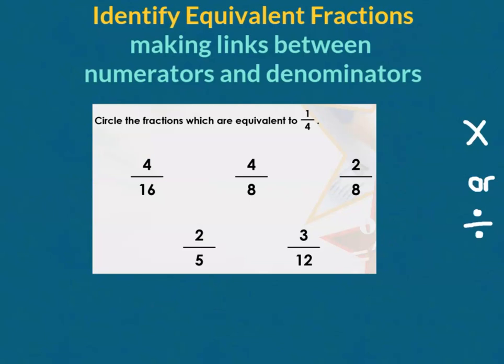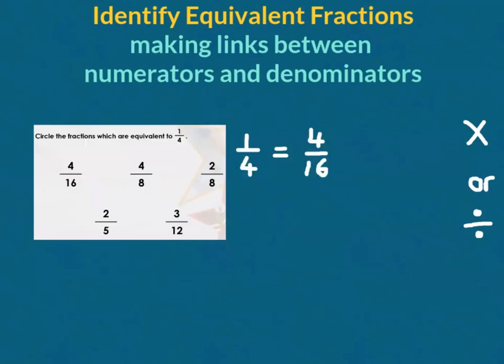Okay, let's recap. We've been identifying equivalent fractions by making links between numerators and denominators using the operations either multiply or divide. Well, let's see if we can circle the fractions which are equivalent to 1/4. Remember that golden rule. Whatever operation is carried out to the numerator must also be carried out to the denominator.